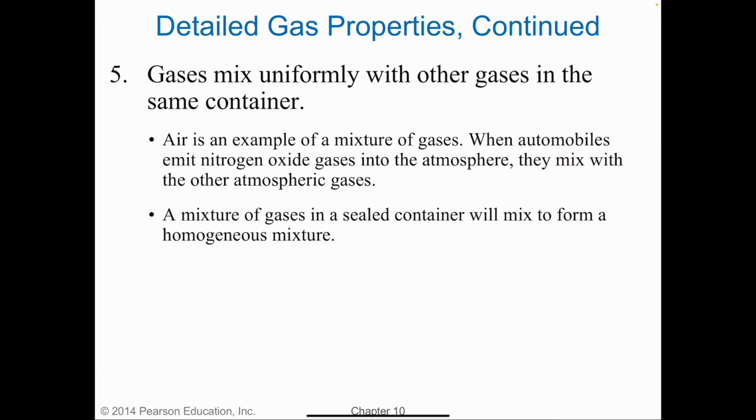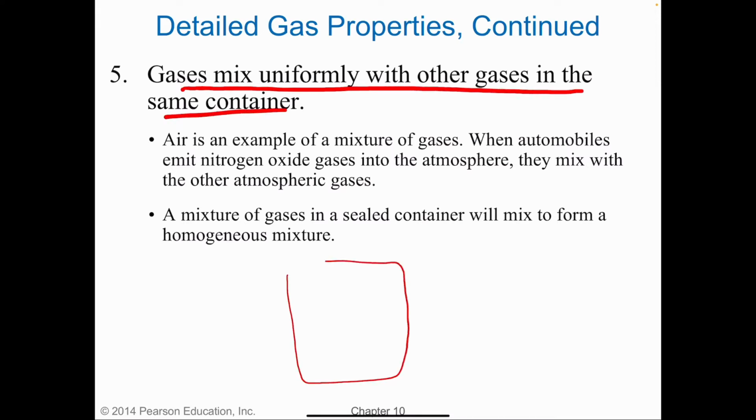So number 5, gases mix uniformly with other gases in the same container. If you have 2 different gases and you put them in a container, so I'll do open circles and dark circles, they will be spread out evenly throughout the container, just kind of like a homogeneous mixture. That's what we mean by that. Two gases, it could be like argon and helium, and they're going to spread out evenly like a nice, beautiful, homogeneous mixture.